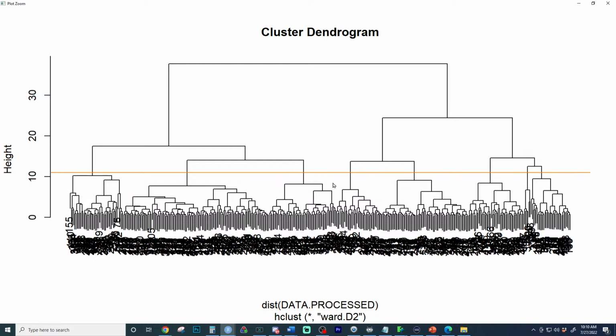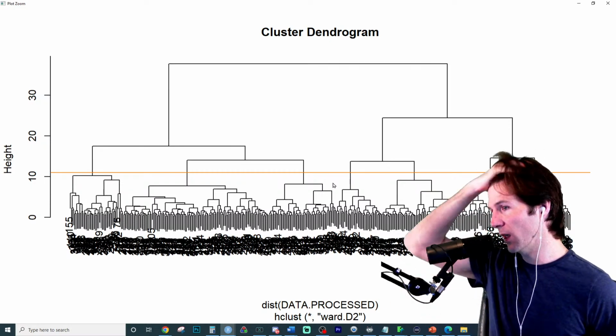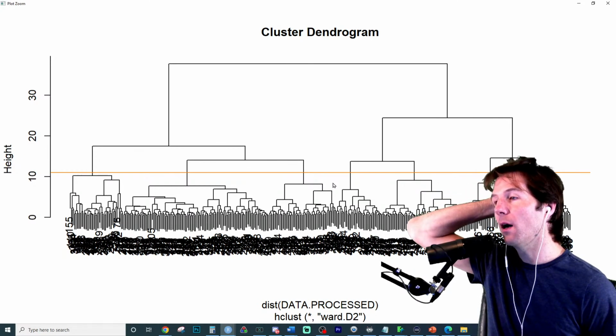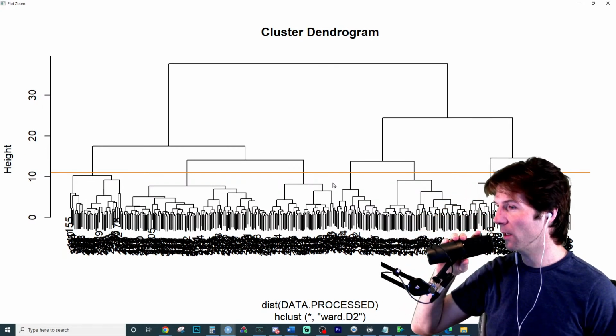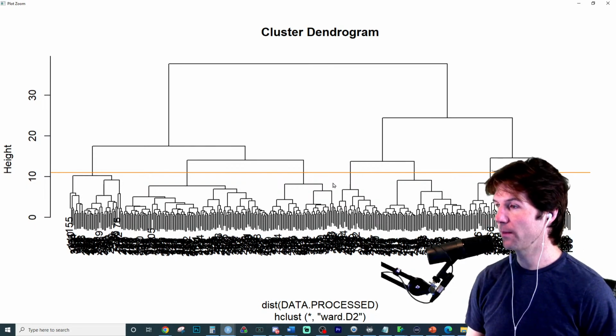I probably wouldn't cut there. You could if you want. This is a lot cleaner. Once again, not as sensitive to outliers. How many clusters would you go with right here? How many clusters would you go with?